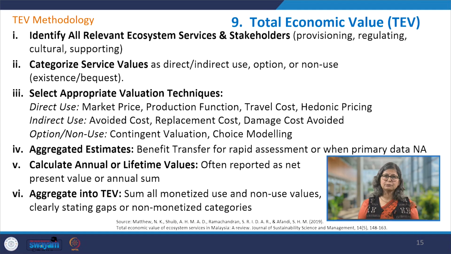Next step is to calculate annual or lifetime values. Then we come to aggregate into the TEV. Sum of all monetized use and non-use values, clearly stating gaps or non-monetized categories. So if you could not convert something into money, then you clearly mention them. Otherwise, bring everything in under the TEV.